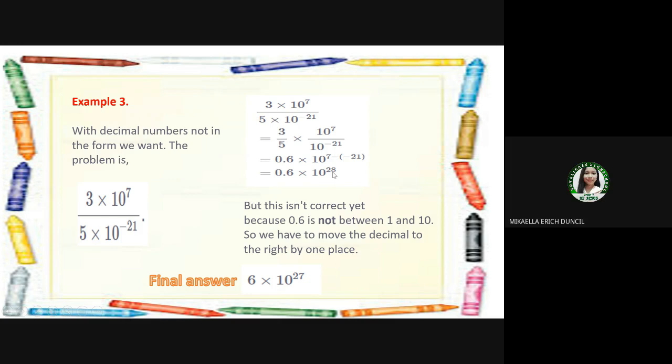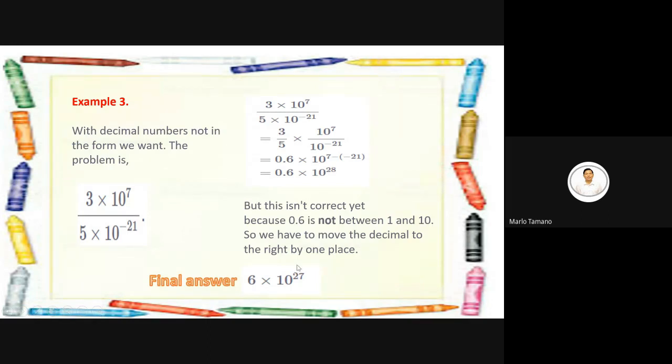Positive 28. Now, bring down 0.6. Ito na po, times 10 to the 28. But this is not correct yet because 0.6 is not between 1 and 10. So, we have to move the decimal point to the right by 1 place. So, kaya ang naging final answer natin ay 6 times 10 to the 27.